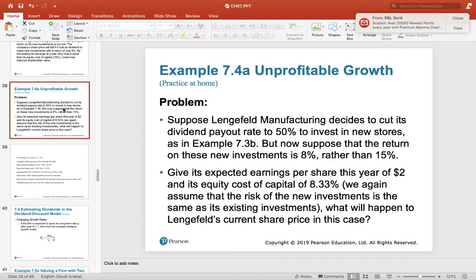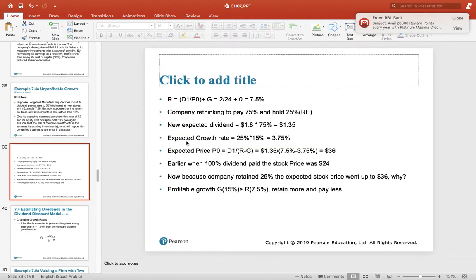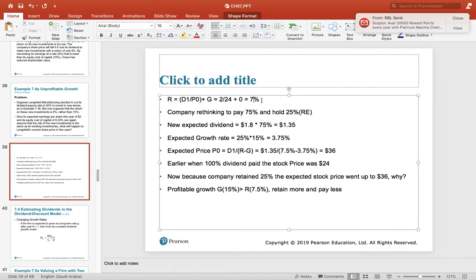So given the expected earnings per share is $2, the cost of capital is 8.33%. Why? So 2 divided by 24 is equal to, not 7.5, it will be 8.33%.